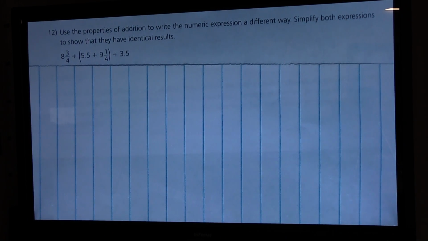So it says, use the properties of addition to write the numeric expression a different way. Simplify both expressions to show that they have identical results. Okay. I'm going to solve this problem using what I know about the associative and commutative properties of addition. I'm going to simplify it. That's what I'm going to do.